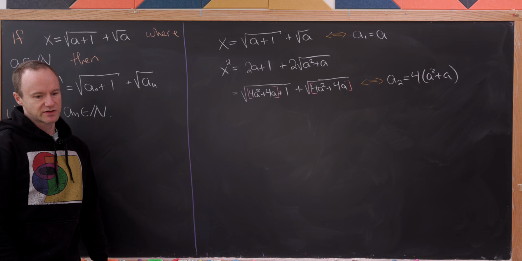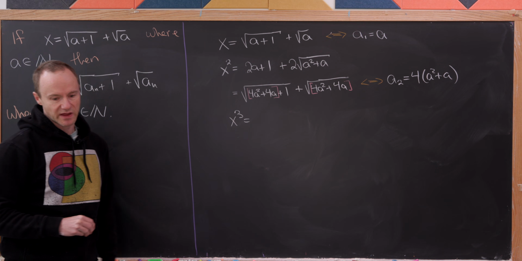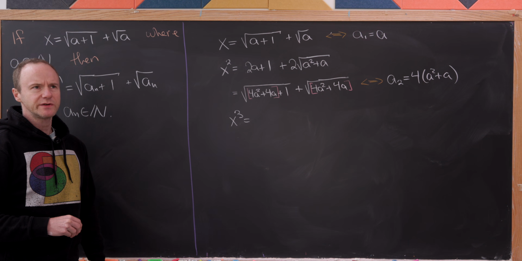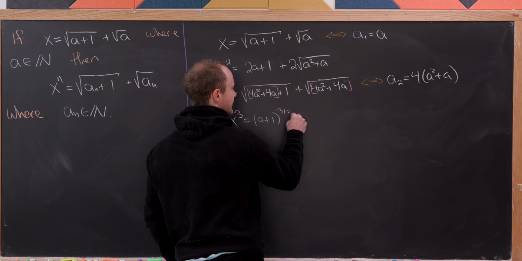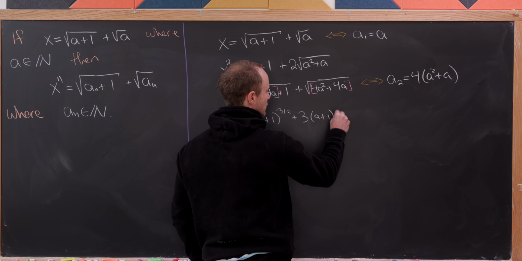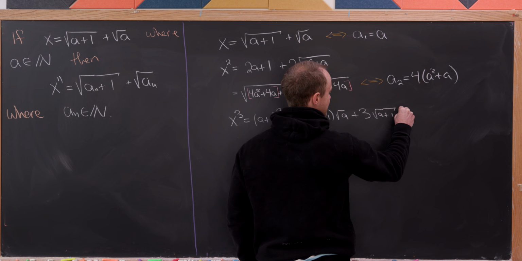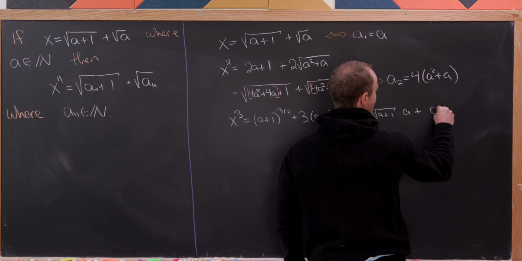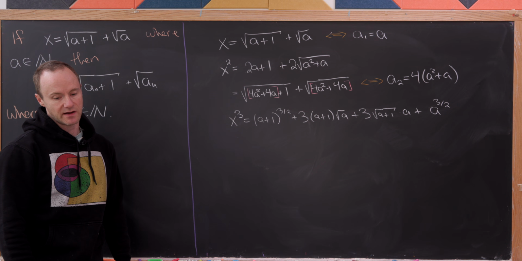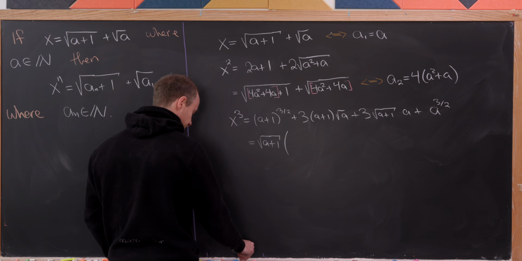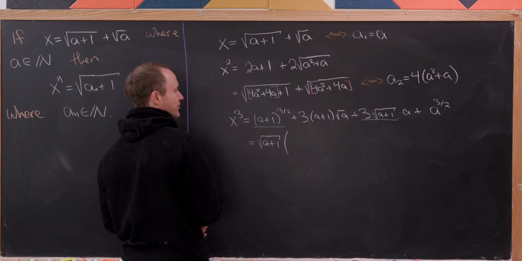Okay, so now let's look at x cubed. So cubing x will get the following. What I'll do here is use binomial expansion. So this is going to be a plus 1 to the 3 halves plus 3 times a plus 1 times the square root of a plus 3 times the square root of a plus 1 times a, and then plus a to the 3 halves. So that's what we get when all is said and done. But then factoring the square root of a plus 1 out, we can do that from the first and the third term.